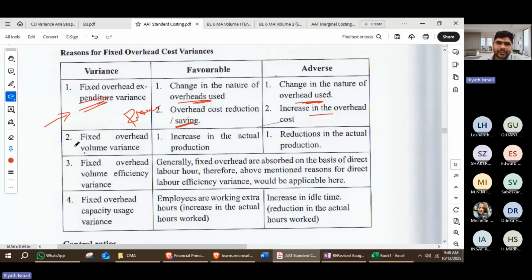Fixed overhead volume variance. The volume means a number. The reason for favorable is an increase in the actual production. That could be the reason to consider the fixed overhead favorable. And the adverse is a reduction in the actual production. Right? Do you have any doubt here? Please let me know.